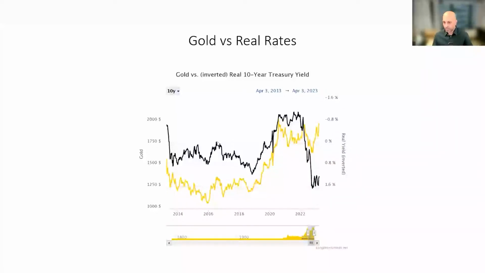So when the real yield hit 0% and started increasing to become more positive, that's when gold started to retreat as well. So the basic takeaway is as real rates become less positive and more negative, gold prices increase. And conversely, as real rates move from negative to neutral to more positive territory, gold prices drop.